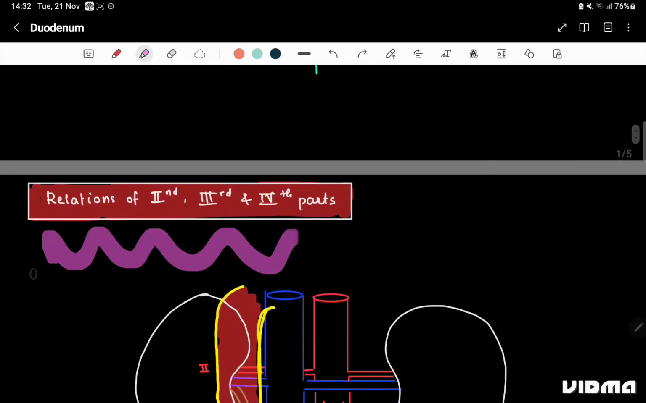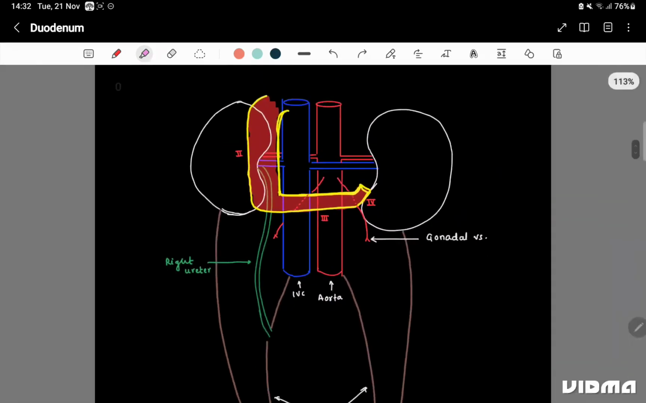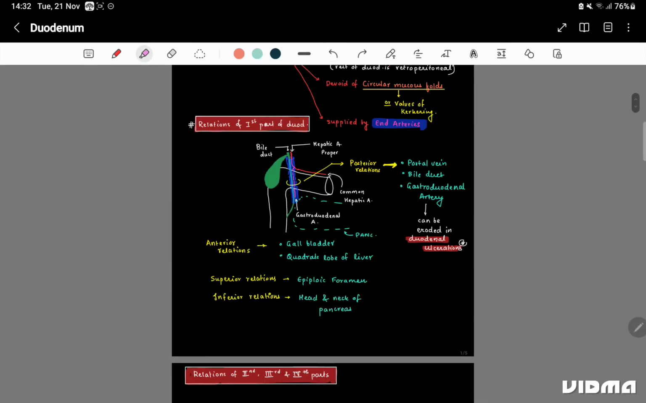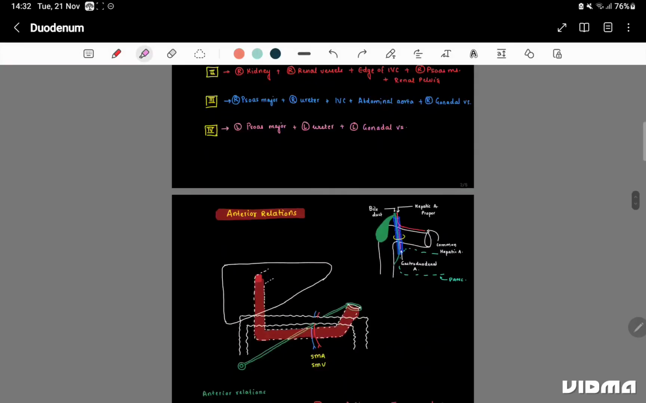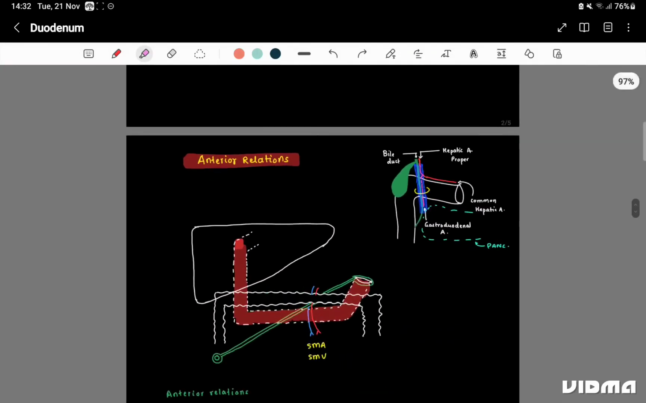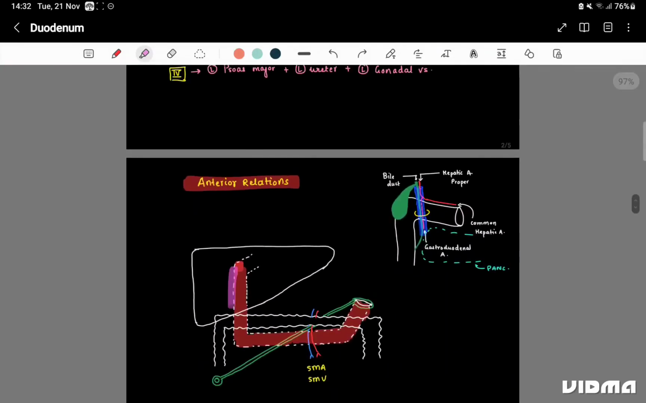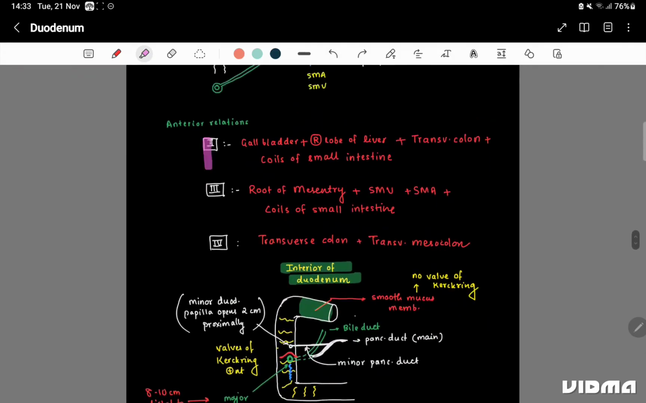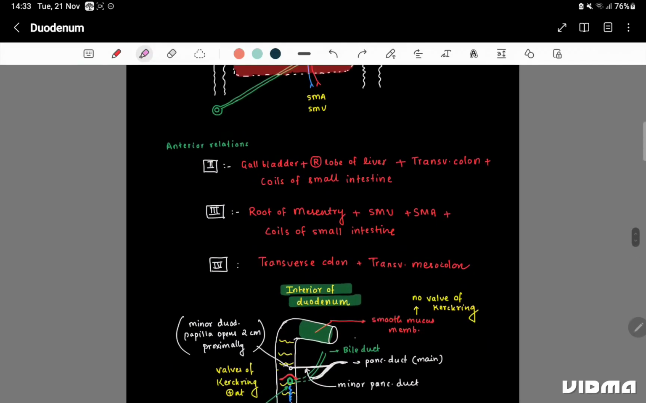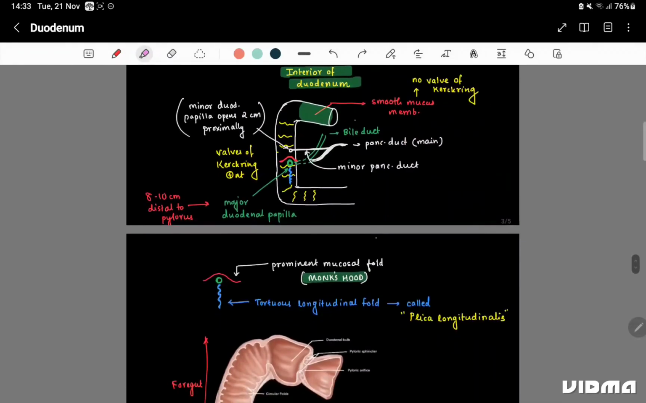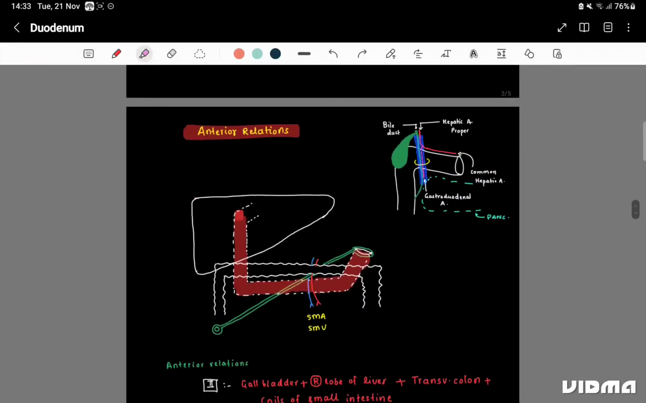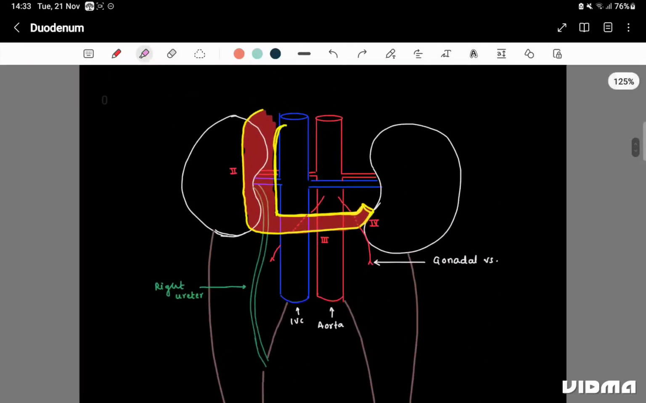Talking about the relations of the second, third and fourth parts, you have to draw this diagram correctly, and if you can draw it correctly, you can easily write the posterior relations. About the anterior relations, we'll also see them. We'll see the second part, third part and fourth part, because we have already talked about the first part. Then we'll see the interior of the duodenum and some ligaments and blood vessels. So majorly, let's discuss this diagram.